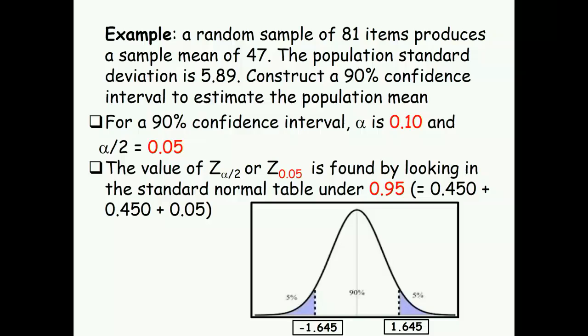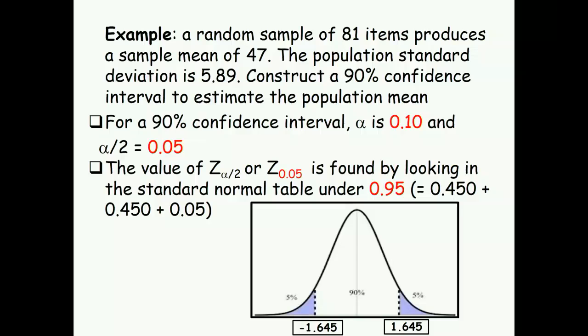The population standard deviation is 5.8. Construct a 90% confidence interval to estimate the population mean. For a 90% confidence interval, alpha is 10%, 5% here, 5% there. Which one is easy for you to find from the table? Either you find the 5% to the left, or 90 plus 5, which is 95. So you could use that one, and I found minus 1.645, 1.645.